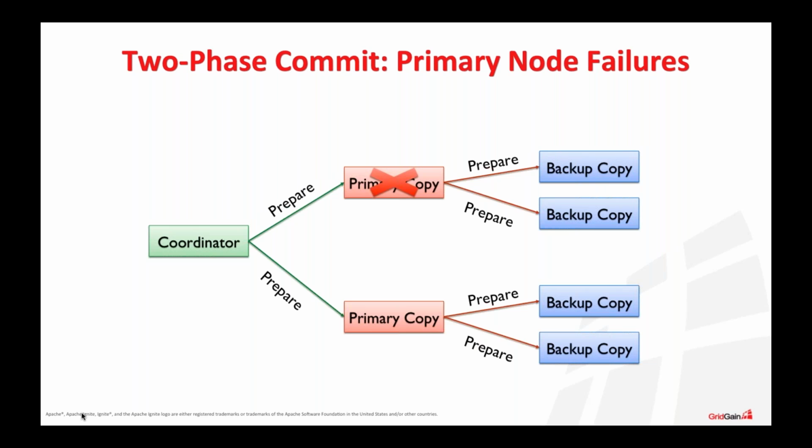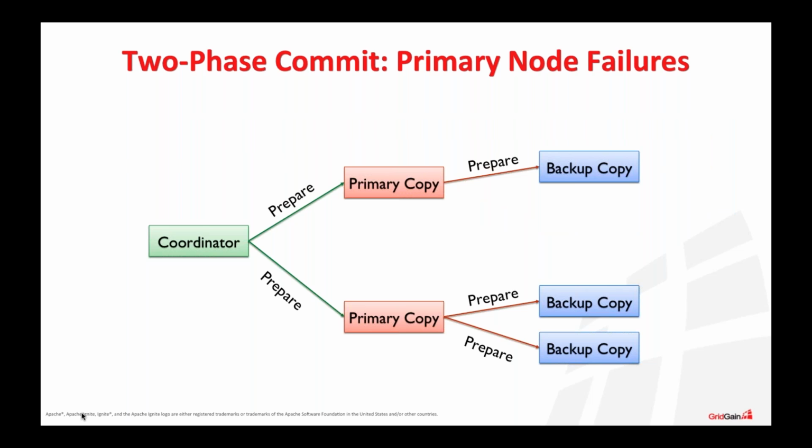How about the situation where we are losing the primary, for example? So in this case, what will happen is that during the commit phase, oh, let me just move on here. Okay.